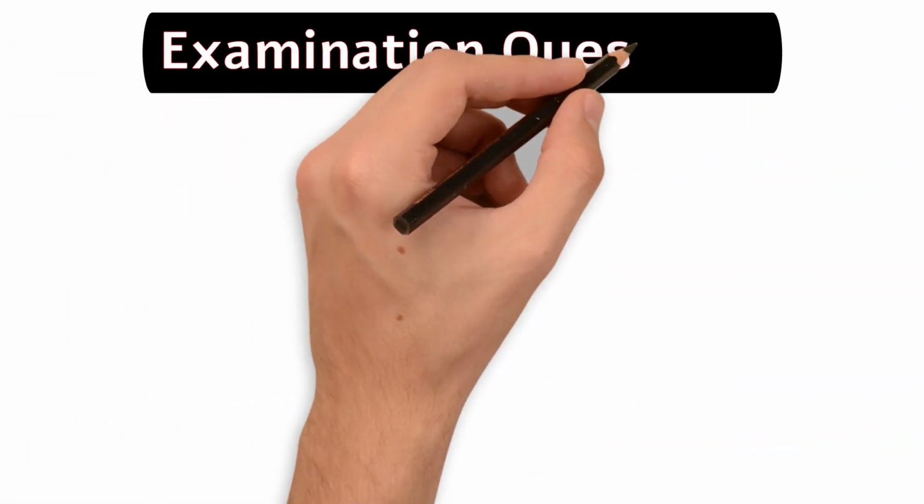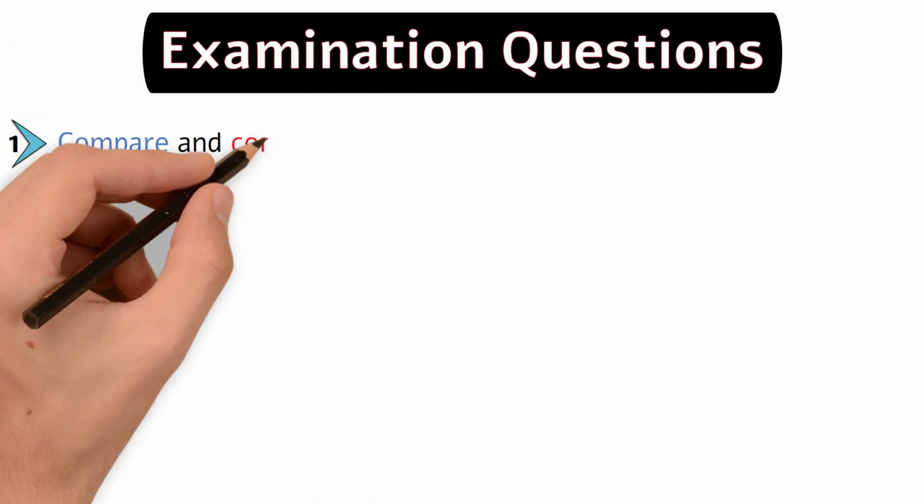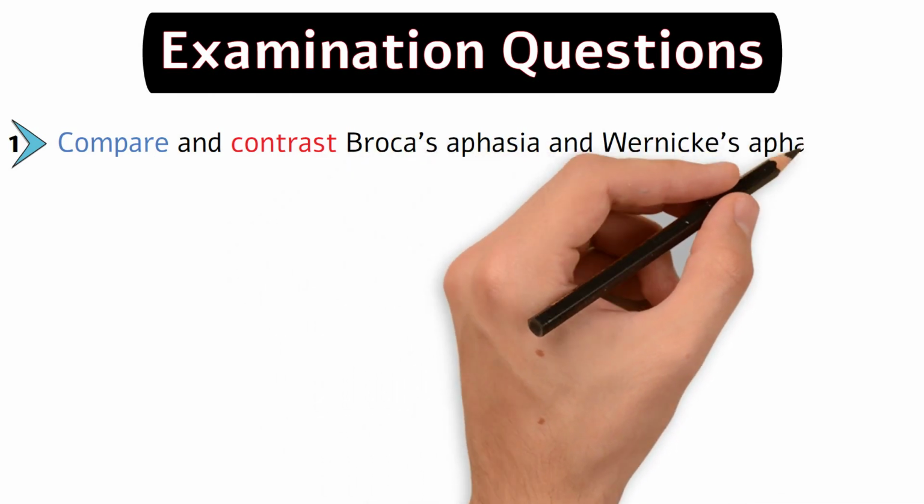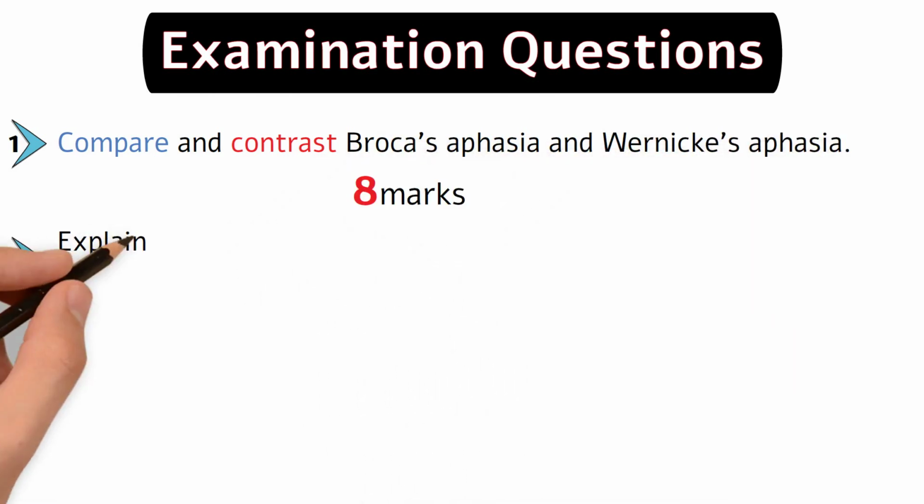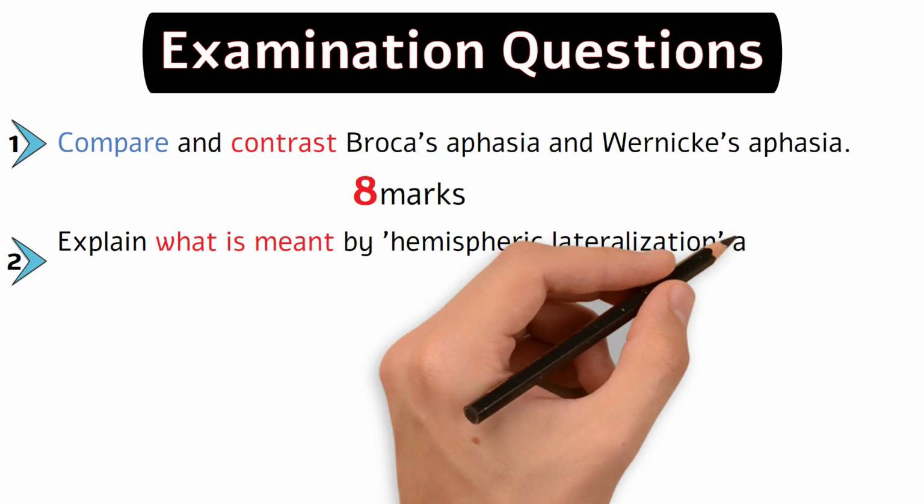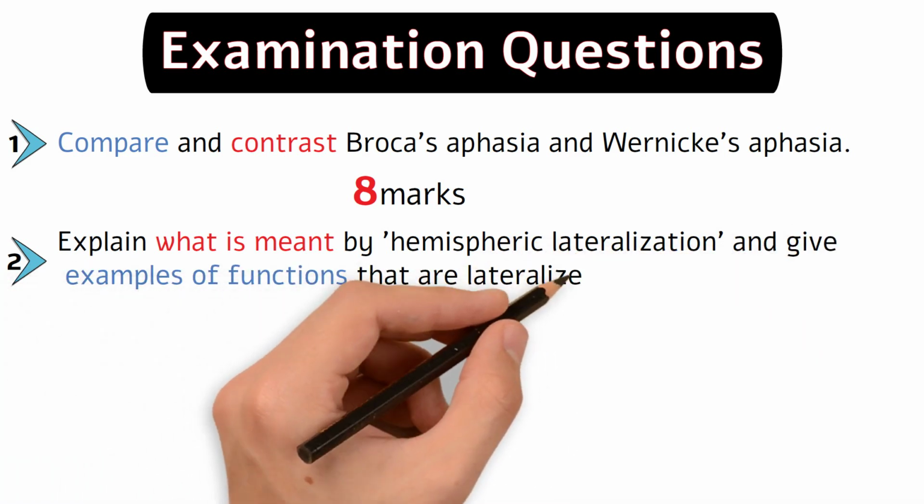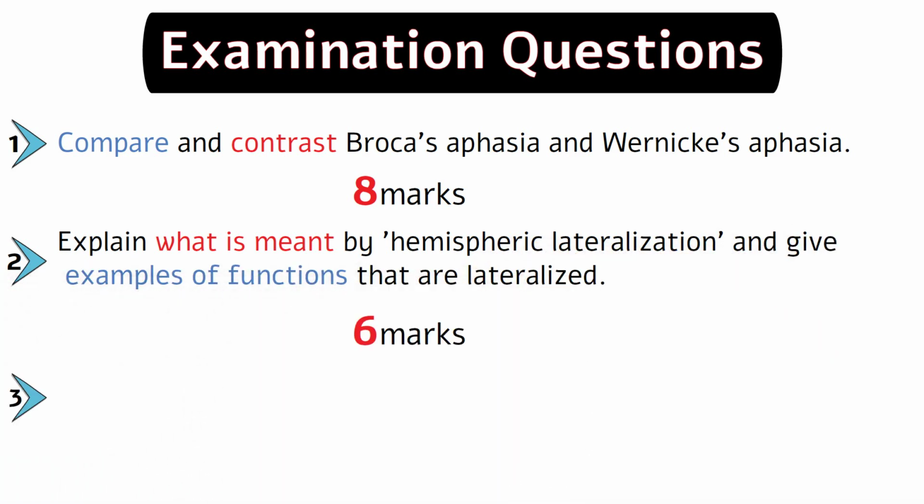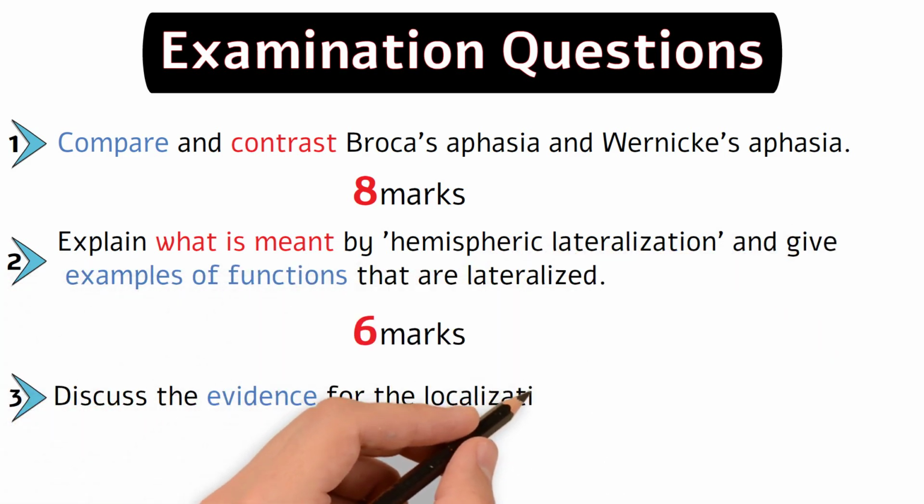Examination questions. 1. Compare and contrast Broca's aphasia and Wernicke's aphasia. 2. Explain what is meant by hemispheric lateralization and give examples of functions that are lateralized. 3. Discuss the evidence for the localization of language in the brain.